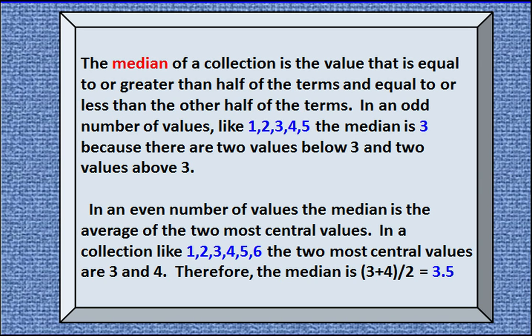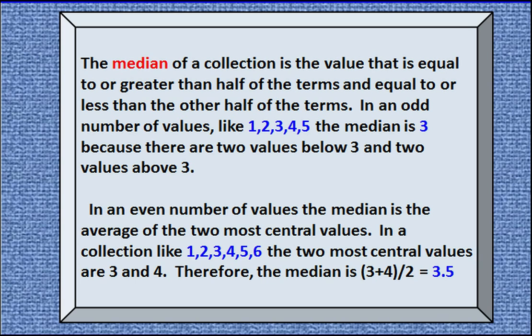The median of a collection of terms is the value that is equal to or greater than half of the terms and equal to or less than the other half of the terms. In an odd number of values like 1, 2, 3, 4, 5, the median is 3 because there are 2 values below 3 and 2 values above 3.